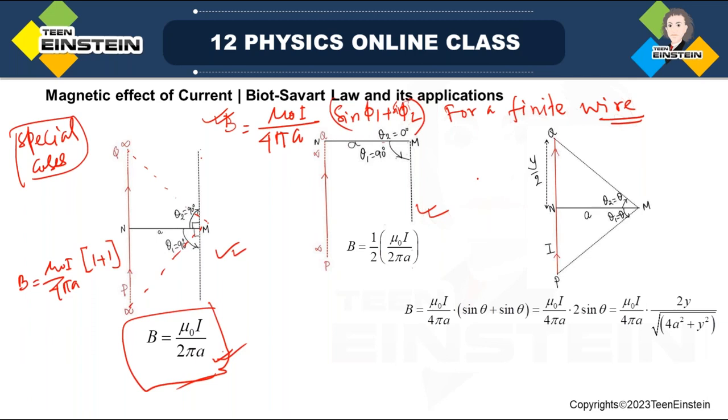Now suppose the point of observation is just on the perpendicular bisector of the finite wire itself. Suppose this length is y by 2. Then these angles will both be theta, so this will be 2 sine theta. If you just apply the Pythagoras rule, you will get this formula: mu 0 I by 4 pi A, actually mu 0 I by 2 pi A into sine theta, and sine theta is 2y divided by square root of 4a square plus y square.